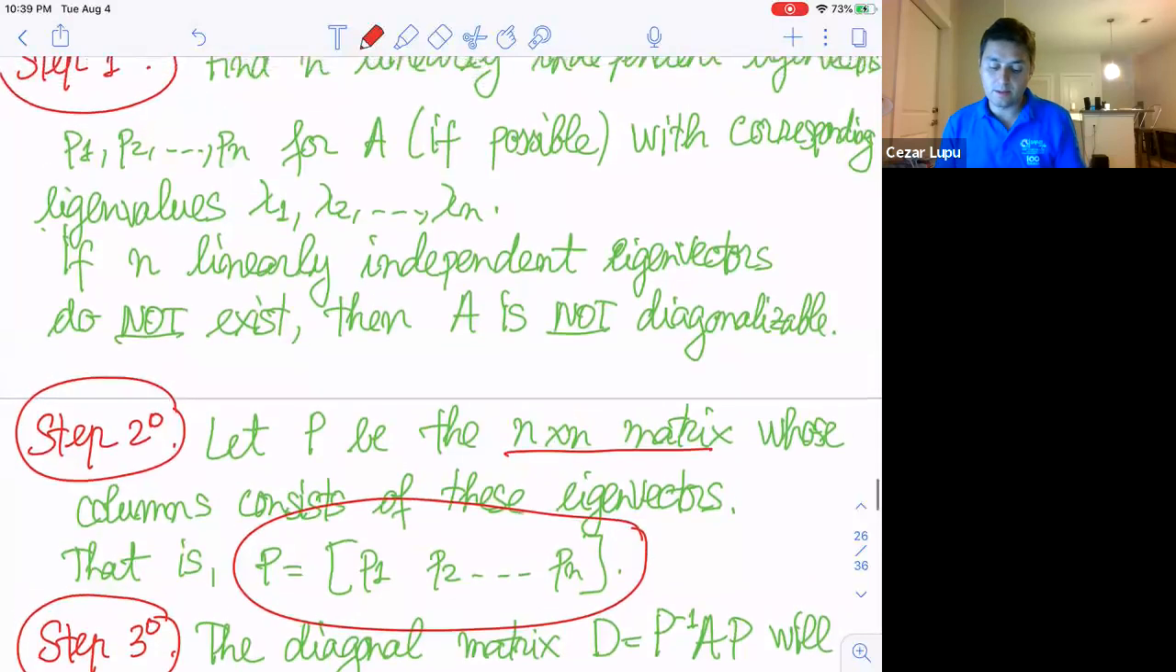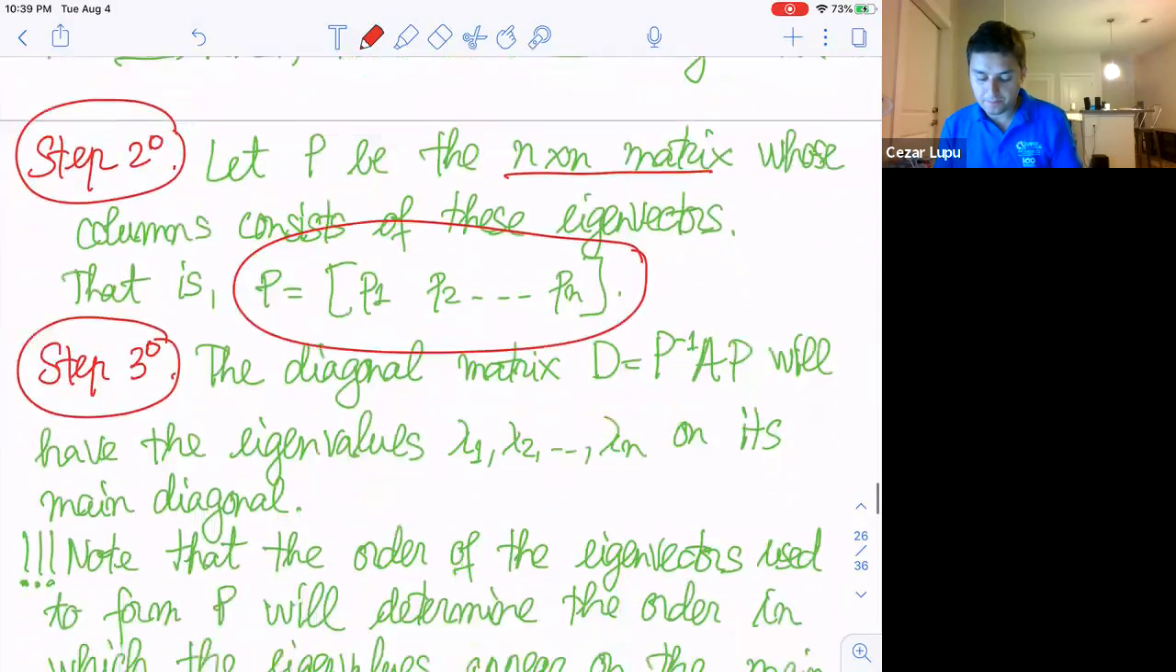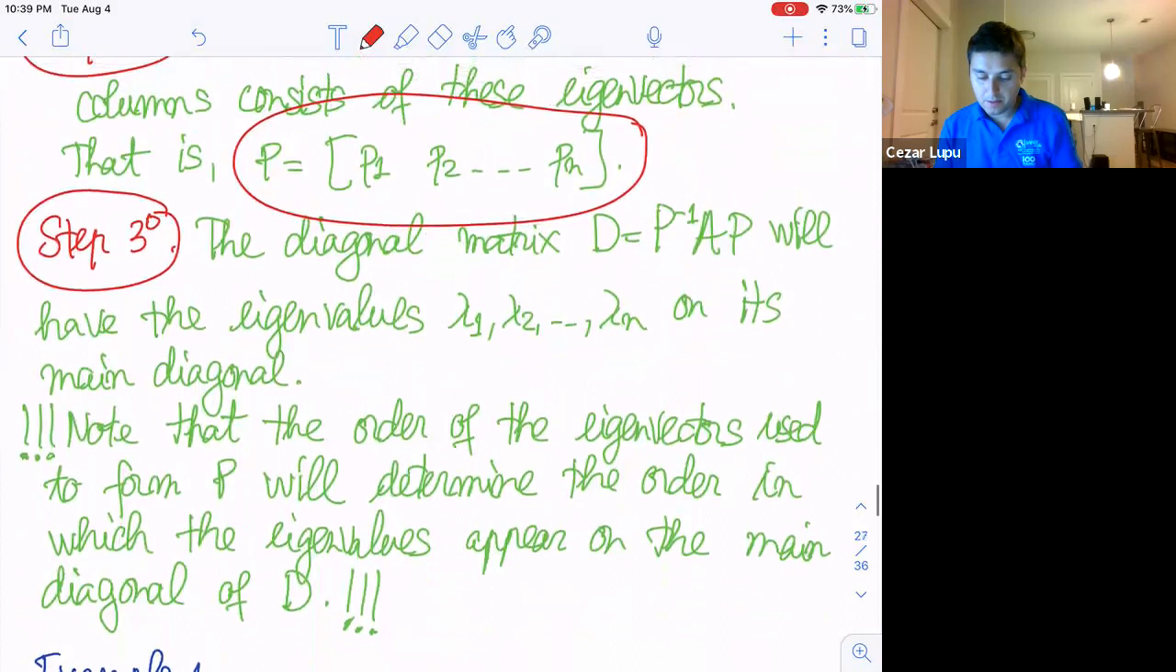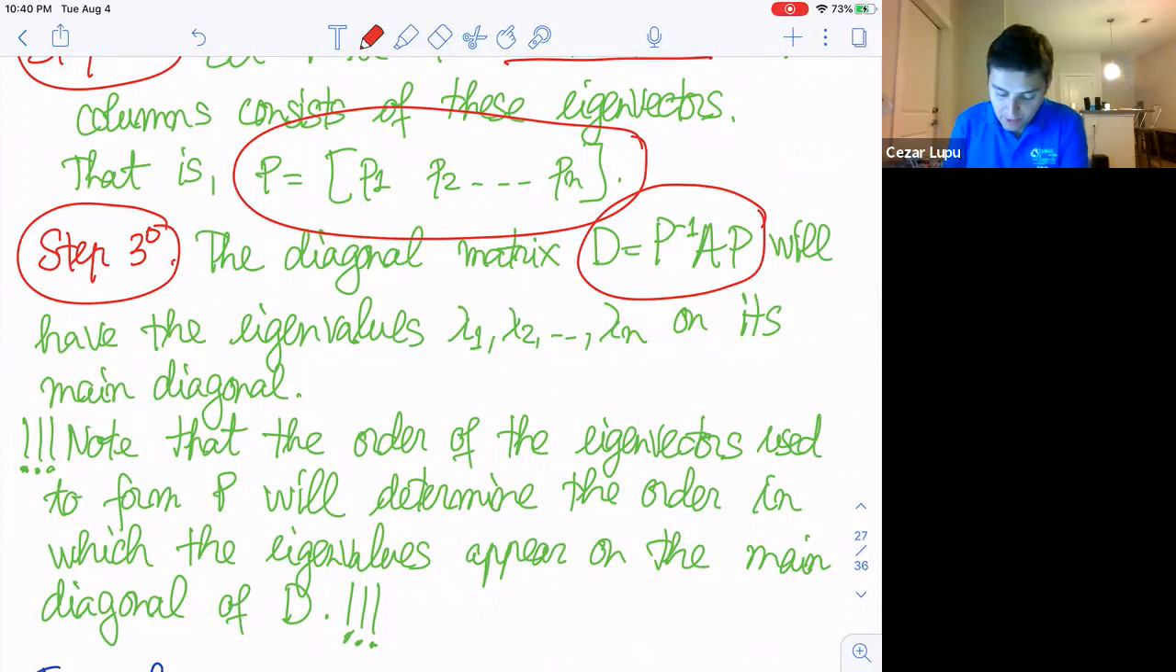Well, guess what? It will be invertible, so there will be no problem. And step number 3 is the following. The diagonal matrix that we see here, D, which is P inverse times AP, will have the eigenvalues lambda 1, lambda 2, lambda n on its main diagonal. So this matrix has these eigenvalues on its main diagonal.